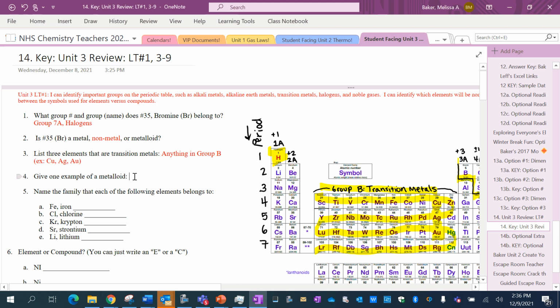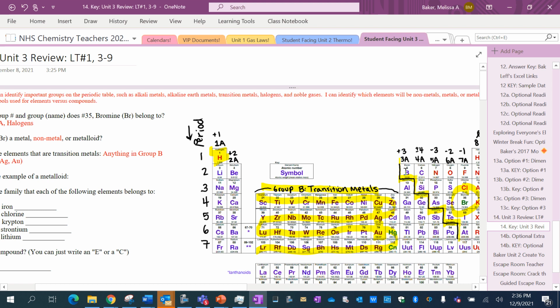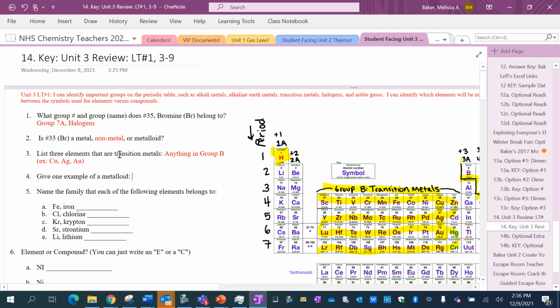Give one example of a metalloid. So again, we're doing something that borders this zigzag. So boron would be a good example.